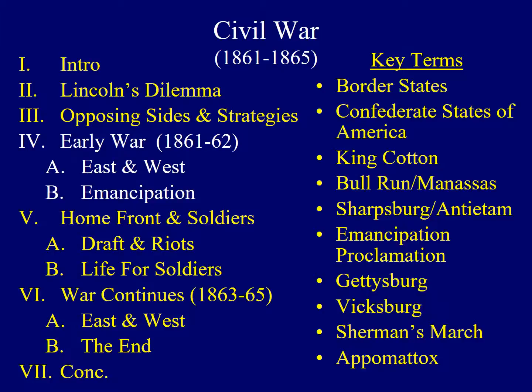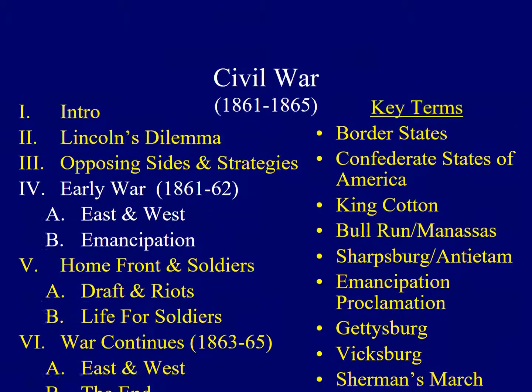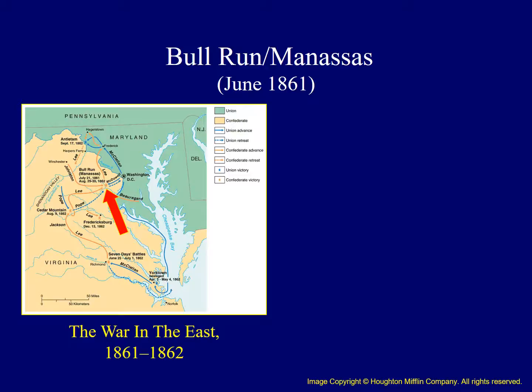Both Union and Confederate forces believed the war would be short. This idea was shattered following some of the early engagements of the war. The first battle involved Union troops led by General Irwin McDowell against Confederates led by General P.G.T. Beauregard at the First Battle of Bull Run.